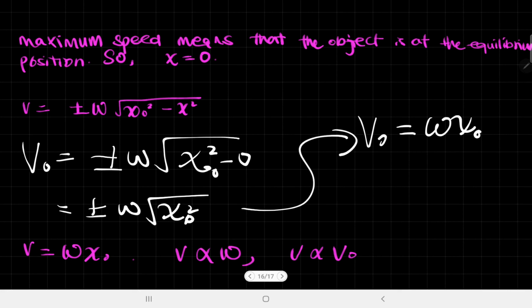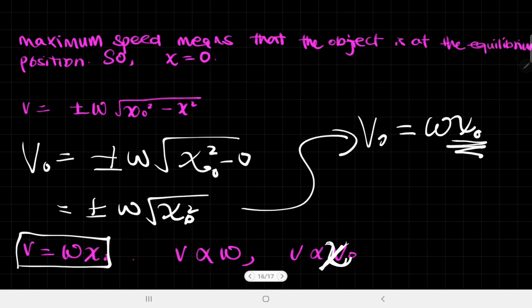So you can actually even get the maximum speed of something by just knowing the angular velocity as well as the maximum displacement. So we get this equation at the very end: v0 is going to be omega x0. This also shows that v0 is proportional to omega. v0 is also directly proportional to the maximum displacement. Sorry, not velocity, maximum displacement.